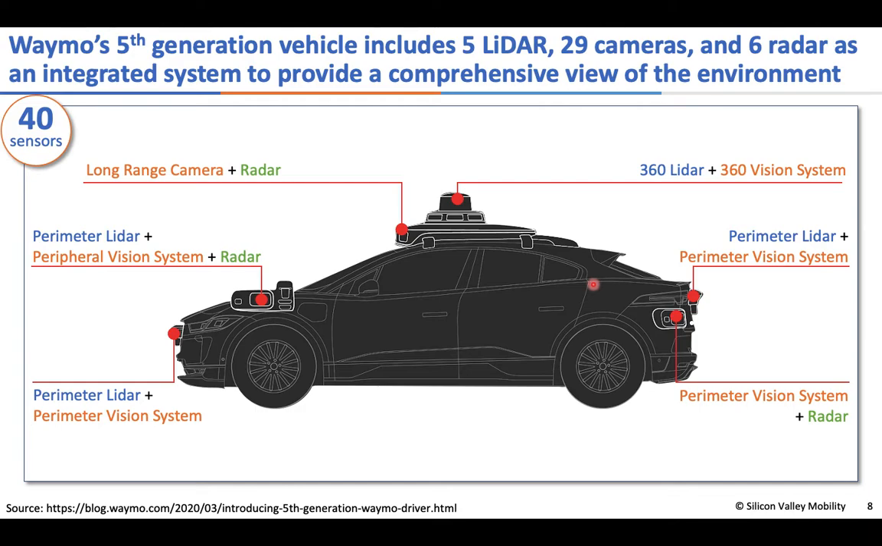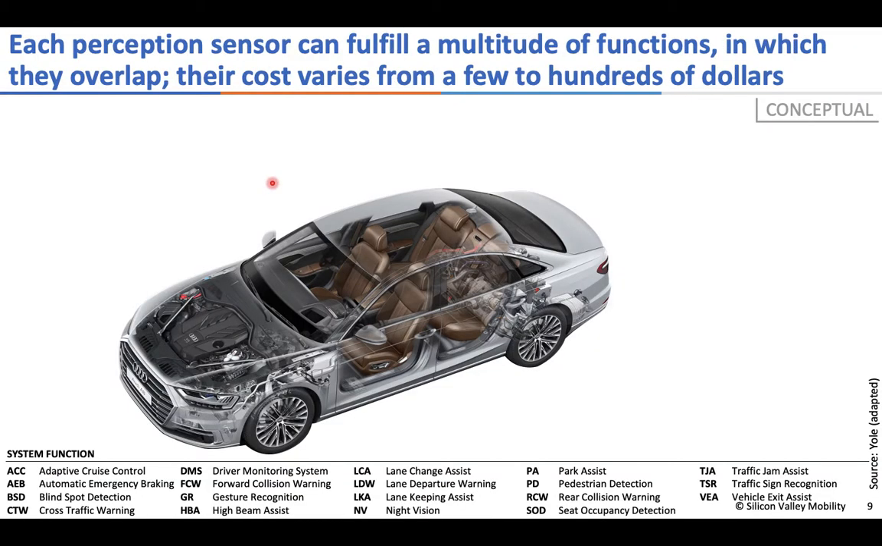early program vehicles or research vehicles, I'd like to call them, have about 40 sensors. So they have a lot of LiDAR, which is laser scanners. So all that's in blue. Quite a few cameras, that's in orange, and radar technology as well, what you see in green.